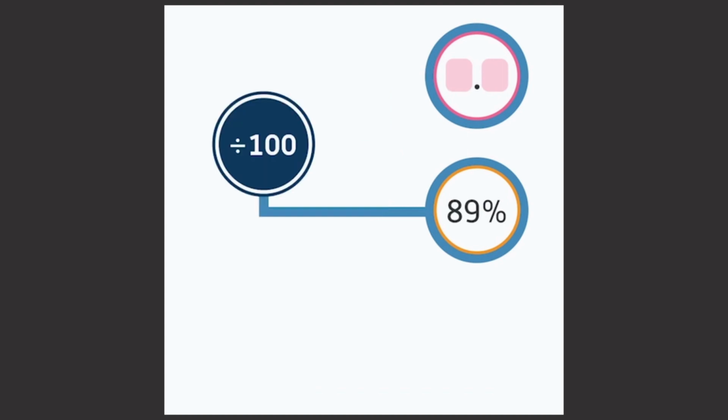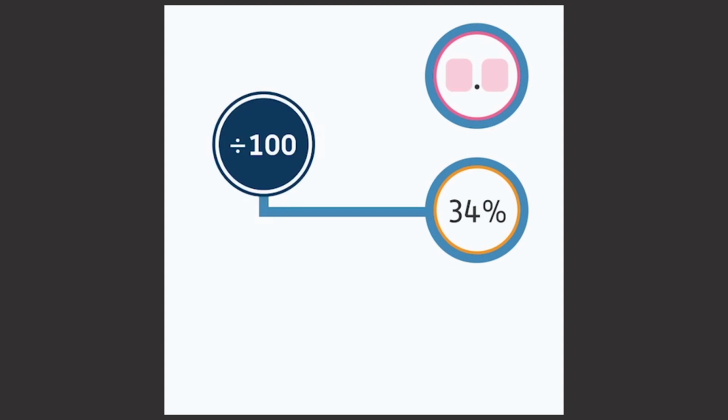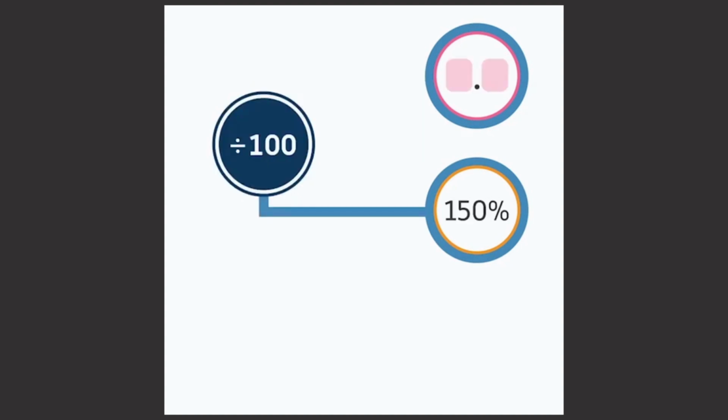All you do is divide it by 100. 89 divided by 100 is 0.89. To write 34% as a decimal, divide 34 by 100, which is 0.34. To write 150% as a decimal, divide 150 by 100, which is 1.5.